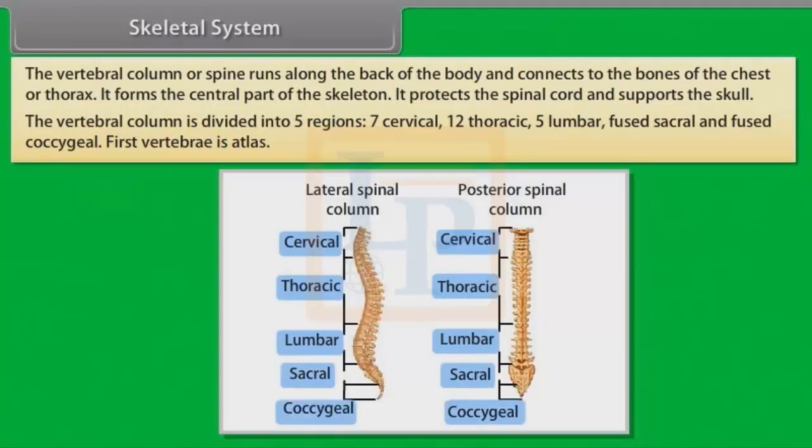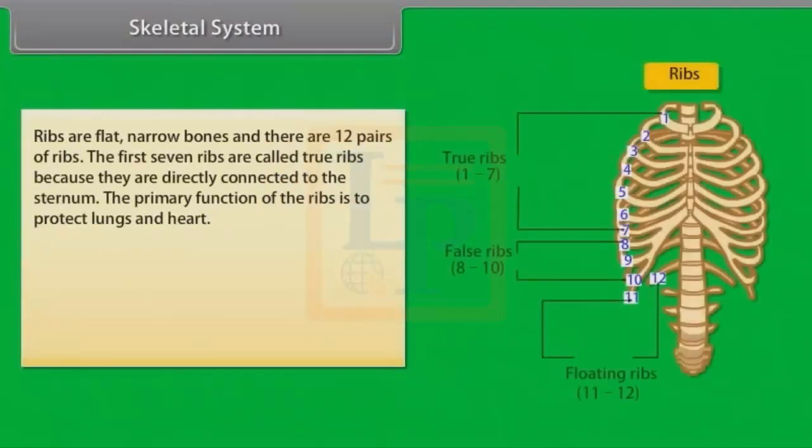The first vertebra is atlas. Ribs are flat, narrow bones, and there are 12 pairs of ribs. The first 7 ribs are called true ribs because they are directly connected to the sternum. The primary function of the ribs is to protect the lungs and heart.